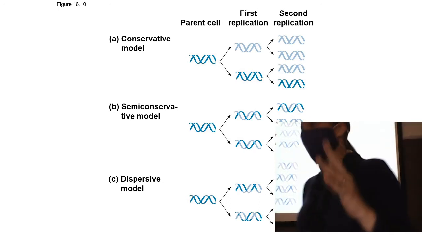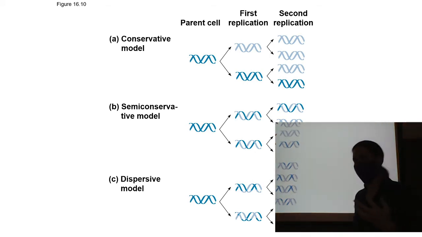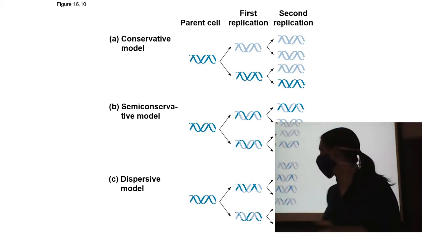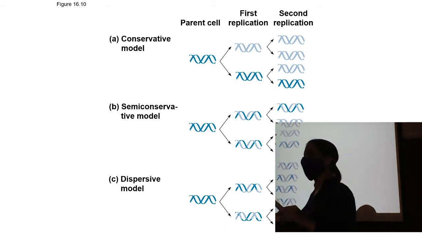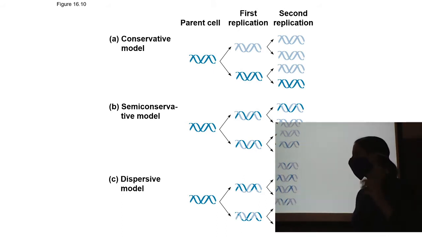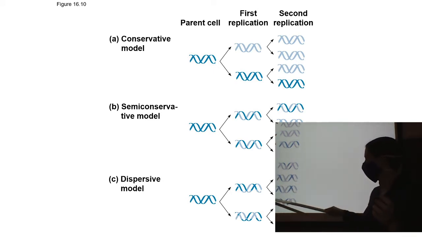The final idea that was a contender model, though it's a mess, is what's called the dispersive model, which is where it's like, yep, you keep some involved, but you kind of just chunk it up. And so little bits of the original one are spread throughout everything.